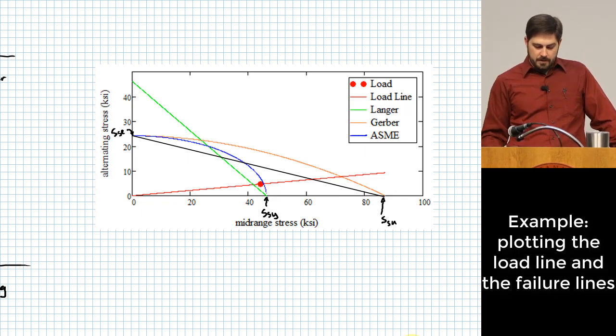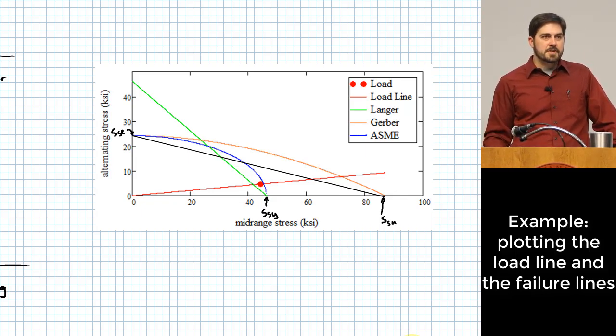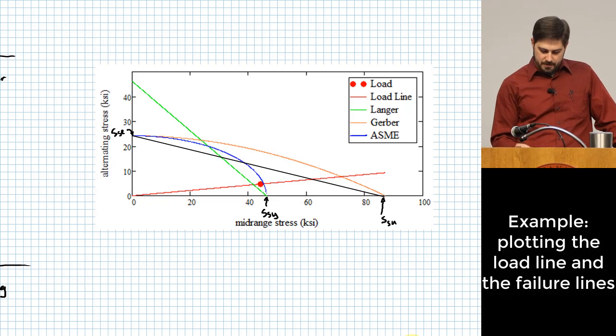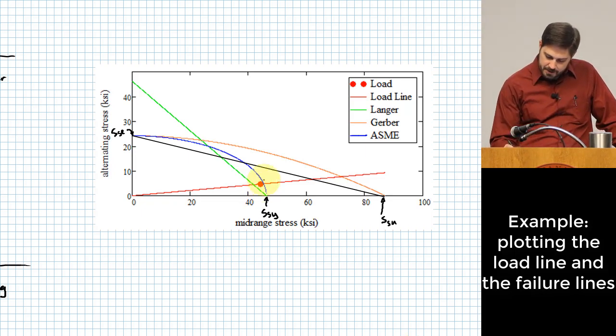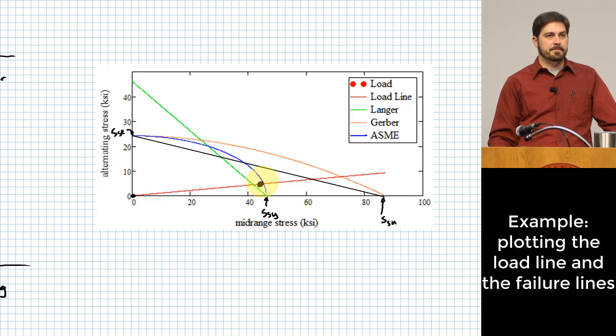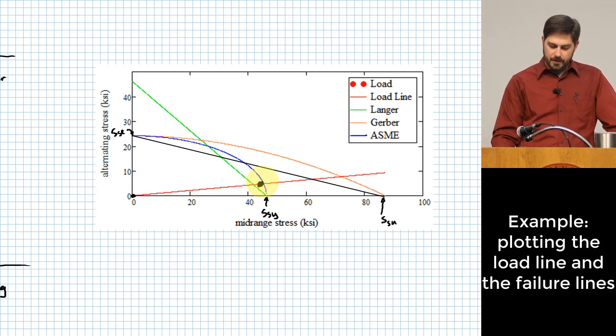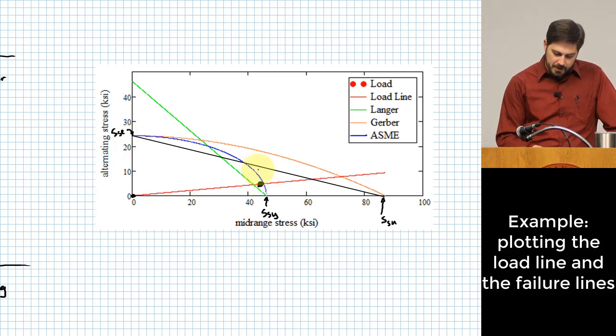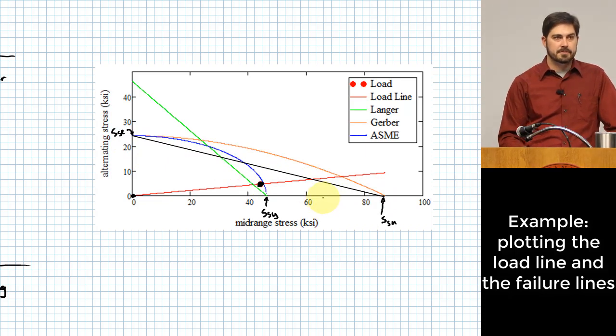Okay? And you get to visualize each of these things that we just found. This is our point right here. This is the load line, which is basically a line that starts at 0 and goes out to that point right there. Okay? We didn't evaluate the black line right there. That's the Goodman criteria, right?